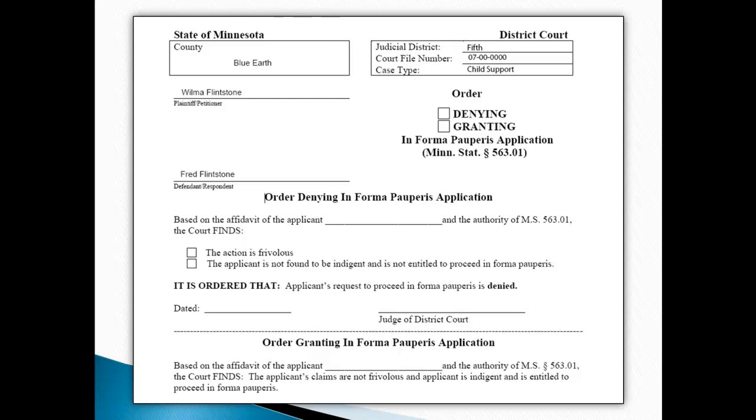Remember, these forms do not get served on the other party. You will file these forms along with all of your originals for your motion to modify child support. A judge will review the information and determine if your fee waiver is granted or denied. If your fee waiver is denied, you will then be required to pay the filing fee. Ask your local court administrator how you will be notified if this happens.